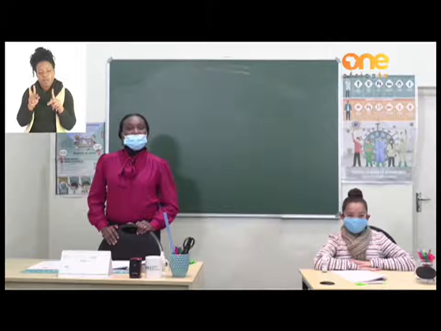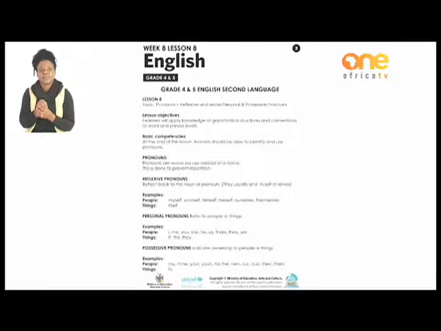So on page 3, before we start with today's lesson, we are quickly going to do a quick recap on the lesson that we did previously. So we are going to look at personal pronouns. Chanel, can you still remember what a personal pronoun is? Okay, so a personal pronoun refers to people or things. Examples of personal pronouns are I, me, you, she, he, us, them, they, we. When we are referring to things, we simply say it, this, or they.